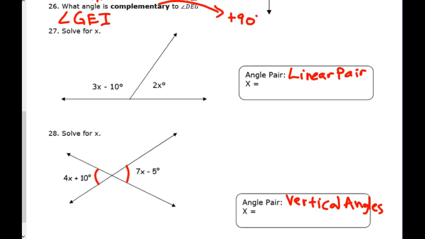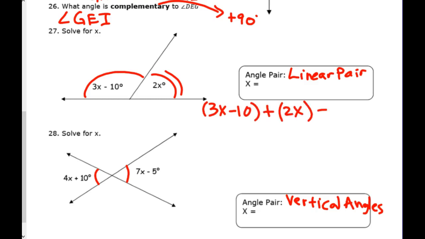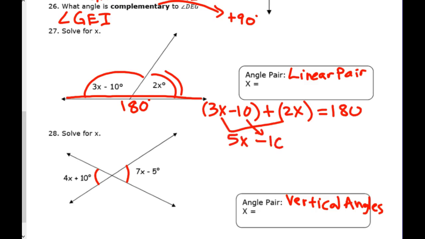Now, on number 27, if these are a linear pair, one's obtuse, one's acute, they're not equal, but they do add up to something. So 3x minus 10 plus 2x adds up to equal a line. Straight line is how many degrees? 180. So 180. Combine like terms is 5x. Bring down minus 10 equals 180. Get rid of the loner.